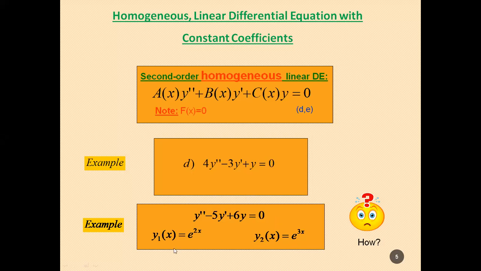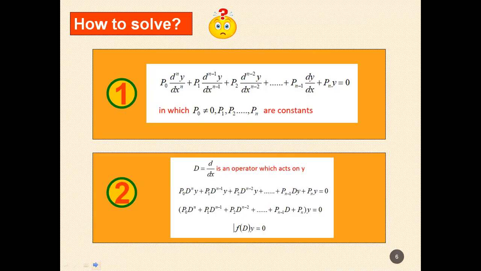Anybody who can guess what was the basis that was used in finding y sub 1 of x and y sub 2 of x? Anyone here who has an idea? What was the basis used in determining these expressions? Nobody has an idea. So, okay, let me proceed to the next slide so you will know how it was solved. So, how to solve?